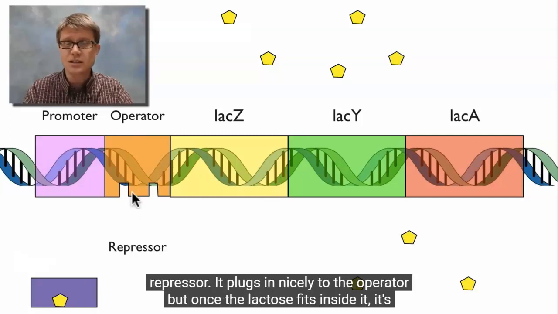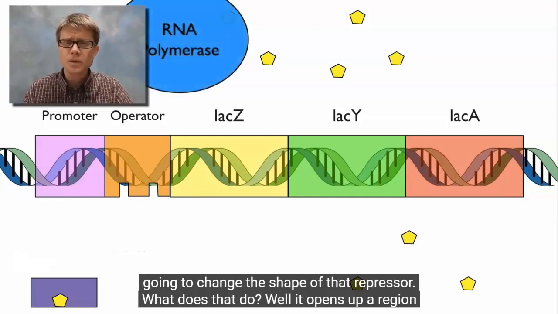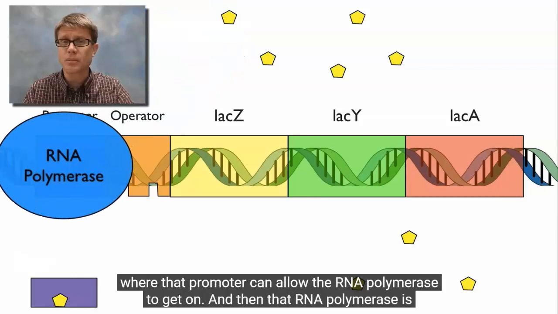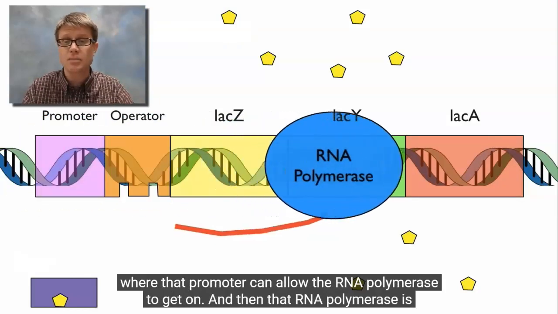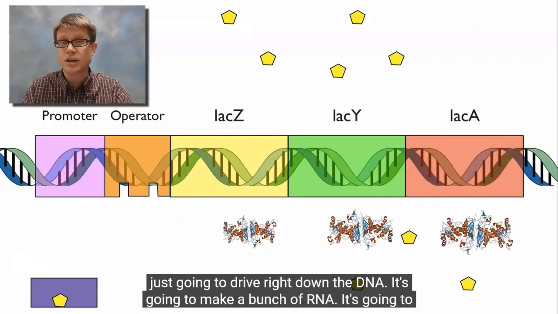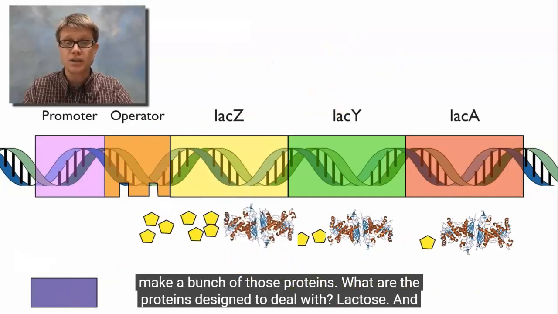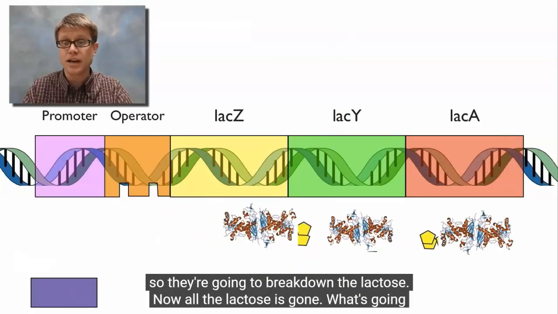It plugs in nicely to the operator, but once the lactose fits inside it, it's going to change the shape of that repressor. What does that do? Well, it opens up a region where that promoter can allow the RNA polymerase to get on, and then that RNA polymerase is just going to drive right down the DNA. It's going to make a bunch of RNA. It's going to make a bunch of those proteins. What are the proteins designed to deal with? Lactose. And so they're going to break down the lactose. Now all the lactose is gone.